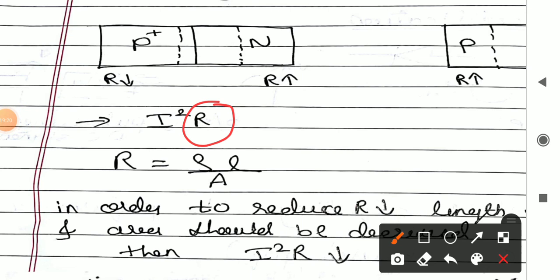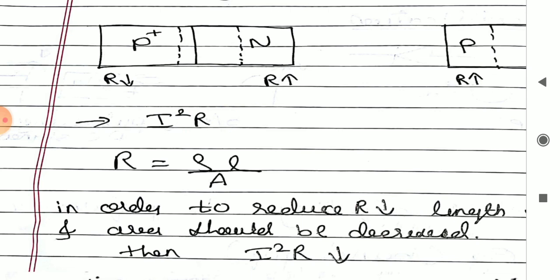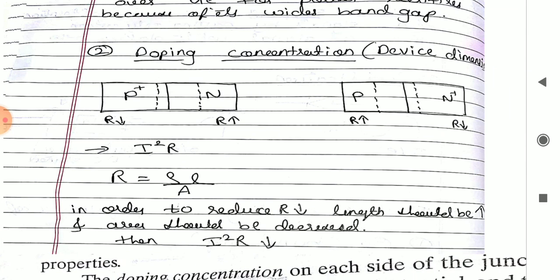We know the basic formula, R is equal to rho L by A. In order to reduce R, what do we have to do with the length and the area? We need to reduce those losses, that is the heat losses, the I square R losses. So how can we reduce the R value?